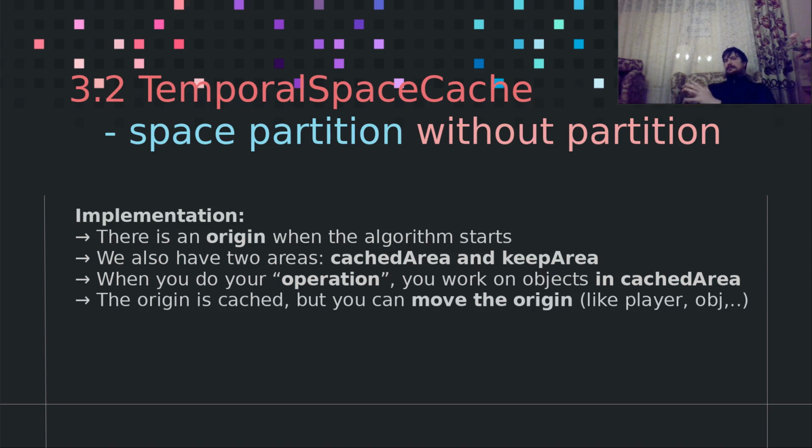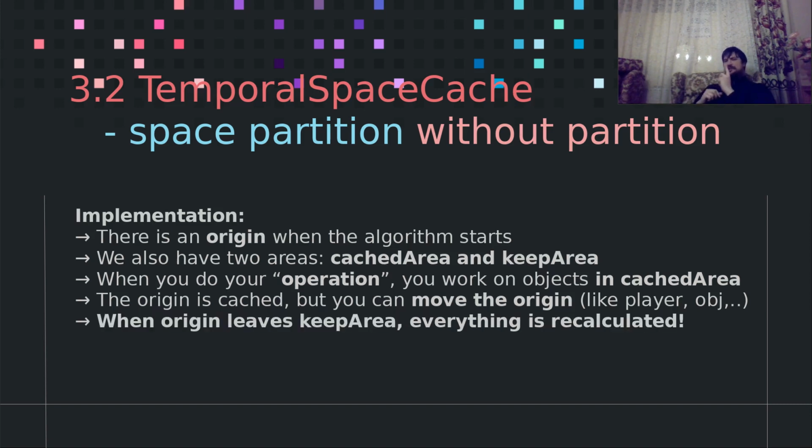The origin is always the center of the cached area. That's the easier way to explain it, I would say. When the algorithm starts, the origin will of course be in the middle of the cached area, and you can move the origin, but the cached area will stay the same. So despite you moving, the things that you are caching are not moving with you automatically.